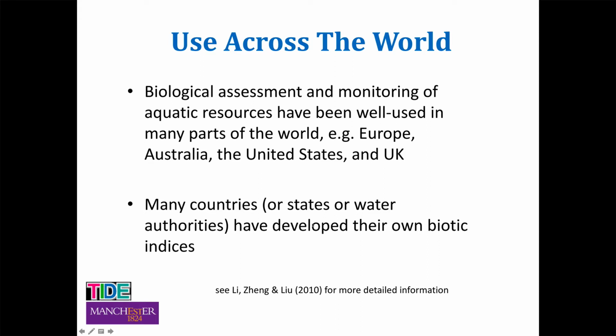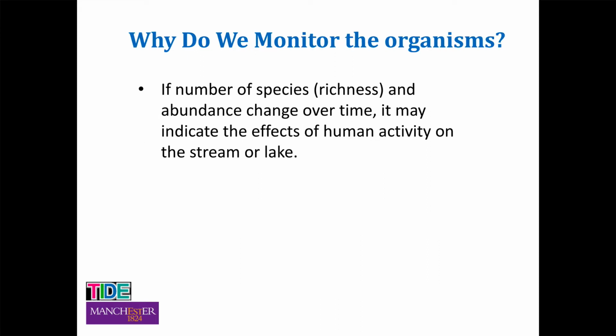And one of the references that I've given you at the end of these slides is Li, Zheng and Lui 2010, that gives you much more information about all the different assessment and monitoring systems that go on. So why do we measure these organisms? If the number of the species, or in other words the richness and abundance, change over time, it might indicate the effects of human activity on the stream or lake.